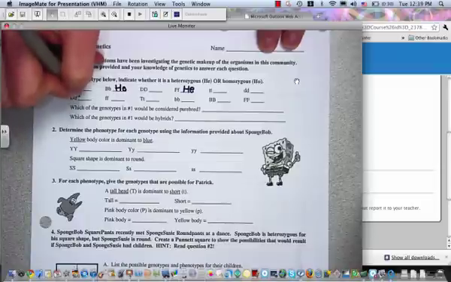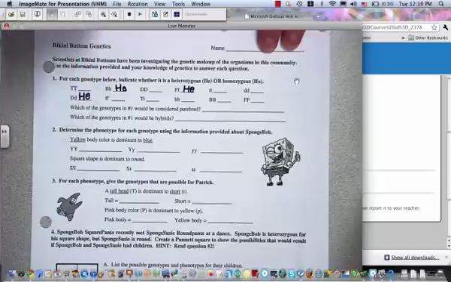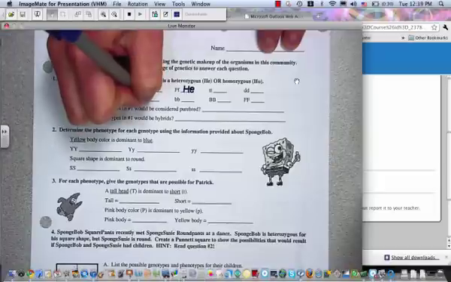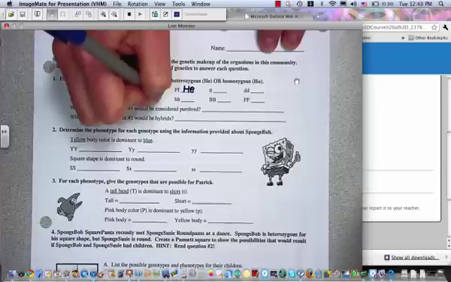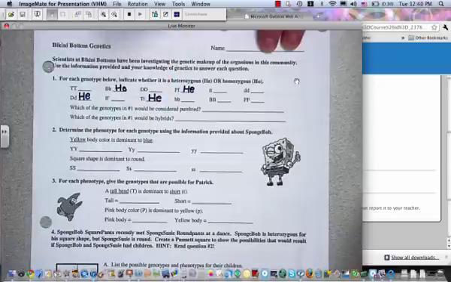Capital D, lower d, HE. Capital T, lower t, HE. Those are the ones that are heterozygous. They have one of each type of allele.